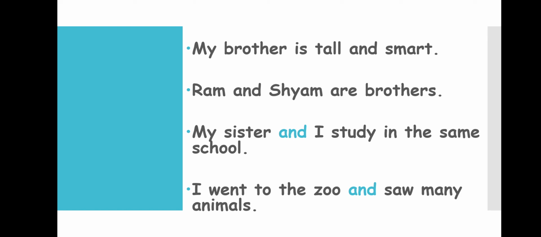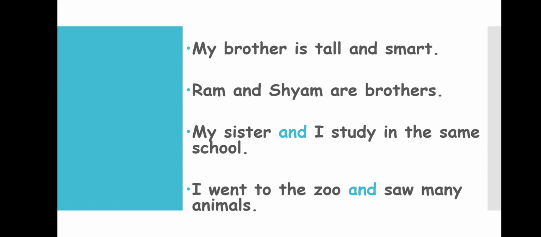And the last one. I went to the zoo and saw many animals. Actually, these are two sentences. I went to the zoo. This is the first sentence. The second sentence is, I saw many animals. So we're going to join them together by using the conjunction and. I went to the zoo and saw many animals. So mainly and is used to join two nouns, two adjectives, two pronouns, or two different sentences.